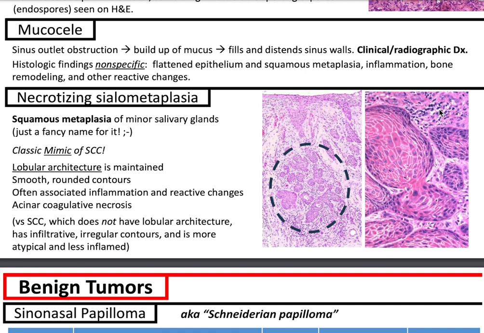Squamous cell carcinoma does not have lobular architecture. It has infiltrative, irregular contours and is more atypical and less inflamed.